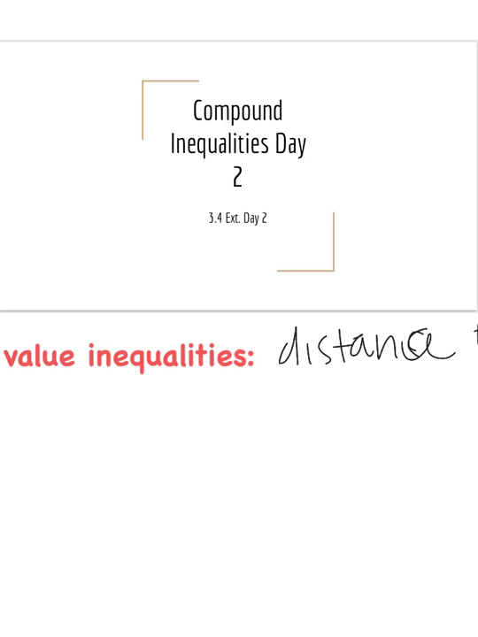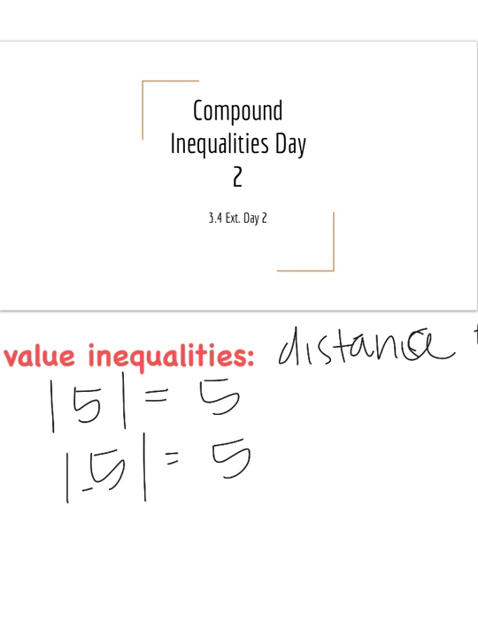And when we talk about the distance from 0, if I have the absolute value of 5, that equals 5. And the absolute value of -5 is also 5. So we are always going to have two answers for this.